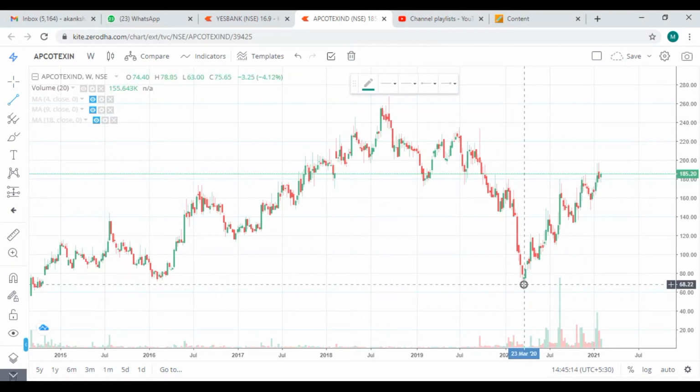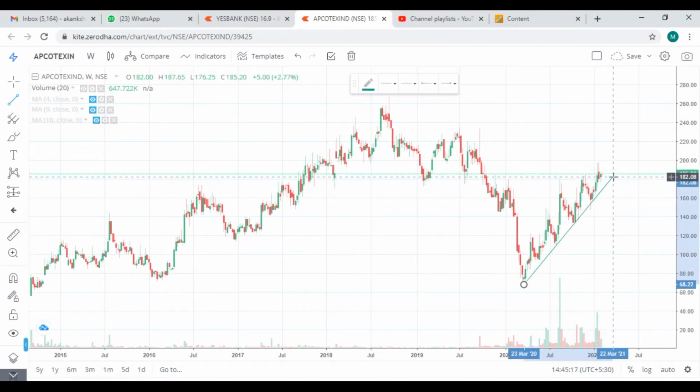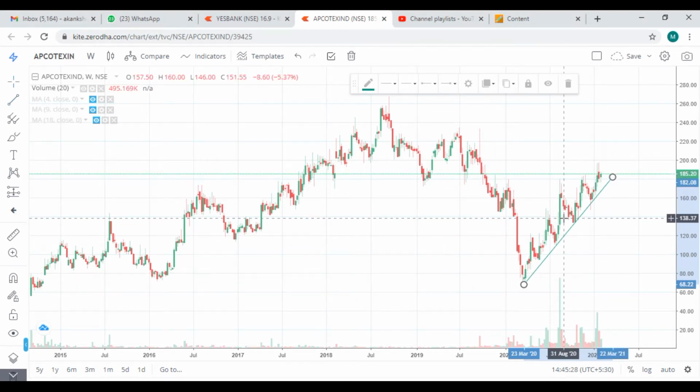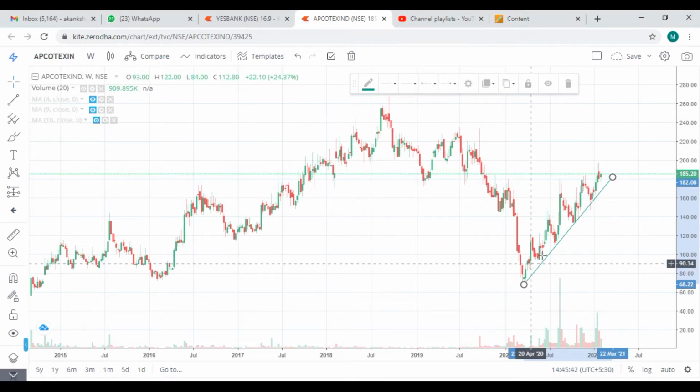Just start from the bottom point and connect all the points. When you have more than 3 points, it shows that this is the actual trend which is being followed in the market. But if it is less than 3 points, 2 or 3 points, that means you do not have a good trend in your hand. So this is a normal trend line which you can draw by using this tool.